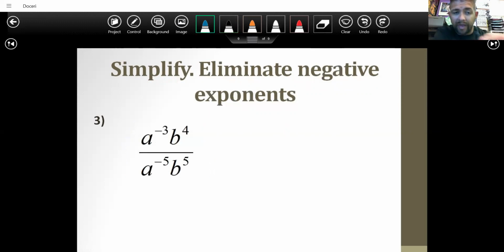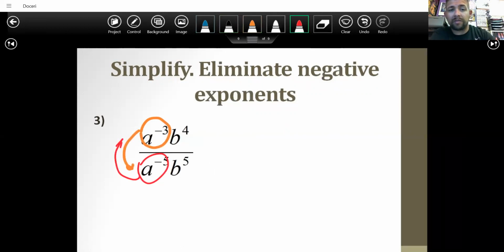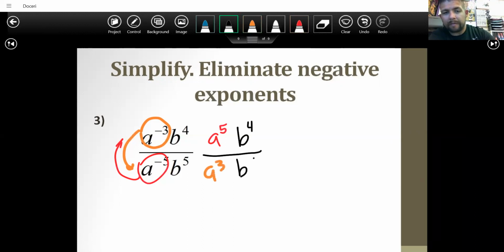If we're just given a basic set of numbers, we want to work outside to inside to solve this out. One thing I want to see here is my a to the negative 3 needs to go to the bottom, and the a to the negative 5 is on the bottom, so that needs to go up on top. And those are now going to be positive for us. So if I write this again, it'll be a to the 5th power, so we're basically getting rid of that negative. This will be a to the 3rd. And then our b's remain the same: b to the 4th, and then b to the 5th.